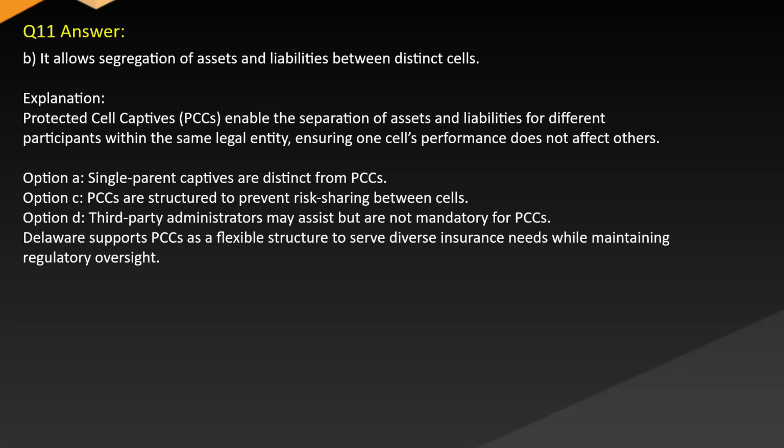Answer: B. It allows segregation of assets and liabilities between distinct cells. Explanation: protected cell captives, PCCs, enable the separation of assets and liabilities for different participants within the same legal entity, ensuring one cell's performance does not affect others.